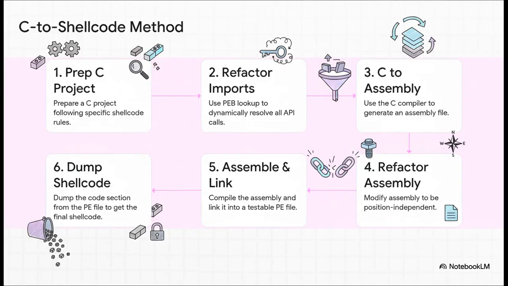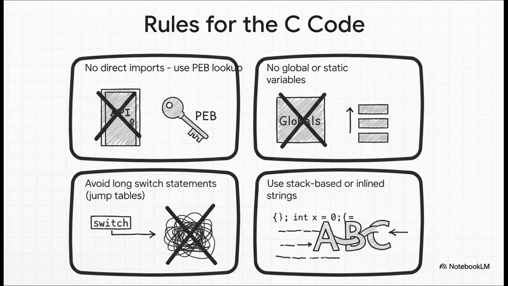And here's the full recipe, the complete 7-step plan. First, you set up your C project, but you gotta follow some special rules. Second, you rewrite your code to use that PEB lookup we just talked about for all of its system calls. Third, you compile the C code, but you tell it to output an assembly file. Fourth, and this is super important, you manually edit that assembly file to make sure it's position independent. Fifth, you compile that tweaked assembly file. Six, you link it all together so you can have a test program. And finally, the last step, number 7, you just take that file and dump the raw code section. That binary blob you're left with, that's it. That's your shellcode.